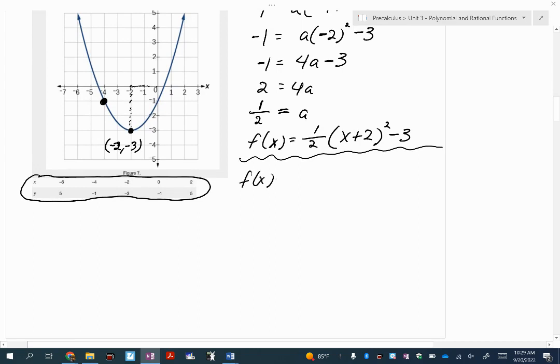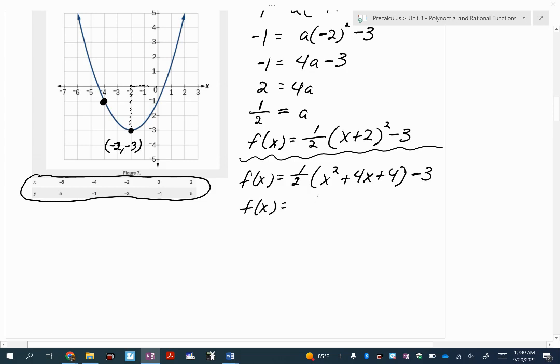All right, so I'm going to leave the 1/2 alone. And if I expand x plus 2 squared, as we've done periodically over these first couple of units, hopefully you're getting to a place where you can do this inside your head. X squared is x squared. X times 2 is 2x, but you double it and get 4x. And then 2 squared is 4. Don't forget that we still need to distribute that 1/2.